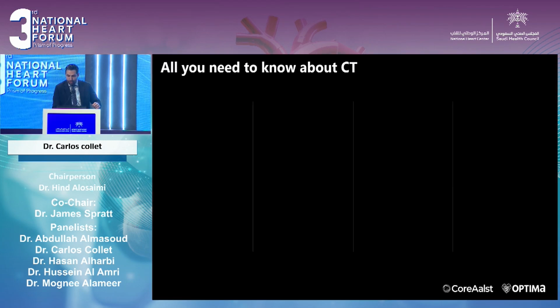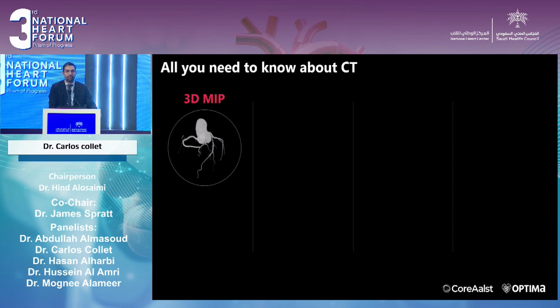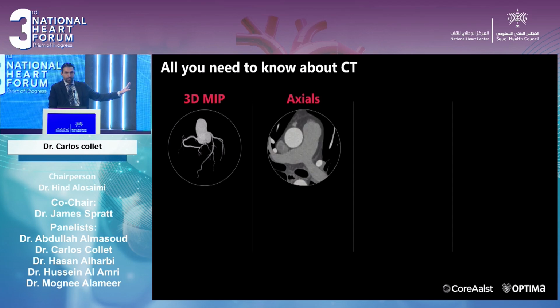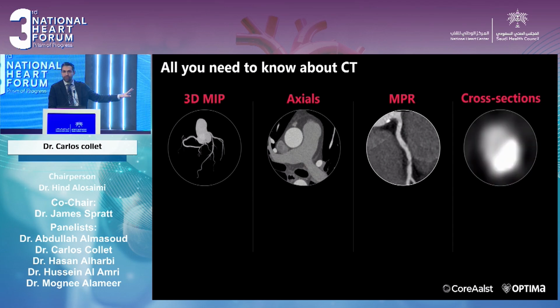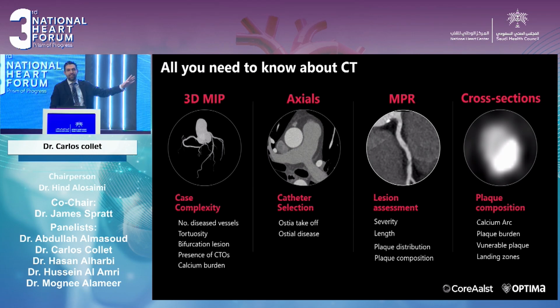And the 4 names that you need to remember that are relevant of CT for PCI are these on the slide. 3D MIP, axials, MPRs, and cross-sections. There is nothing outside this slide that you should know. Why? Because here is everything that we need to know to assess the case complexity, select the guiding catheter, understand how to prepare the lesion, and know where to land with the stent. And I will explain each of these, how they actually work.